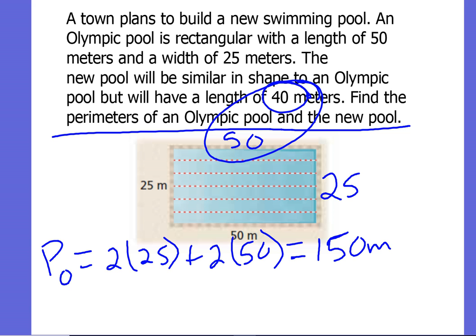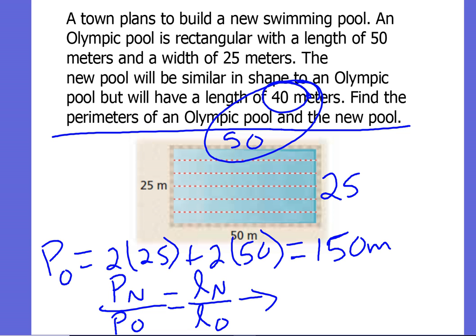So the proportion would be the perimeter of the new pool is to the perimeter of the Olympic pool, just as the length of the new pool is to the length of the Olympic pool. So what does this tell us? Well, the perimeter of the new pool we don't know, it's going to be x. The perimeter of the Olympic pool was 150. The length of the new pool was 40. And the length of the Olympic pool was 50. So there's a proportion that we can set up and solve for x.